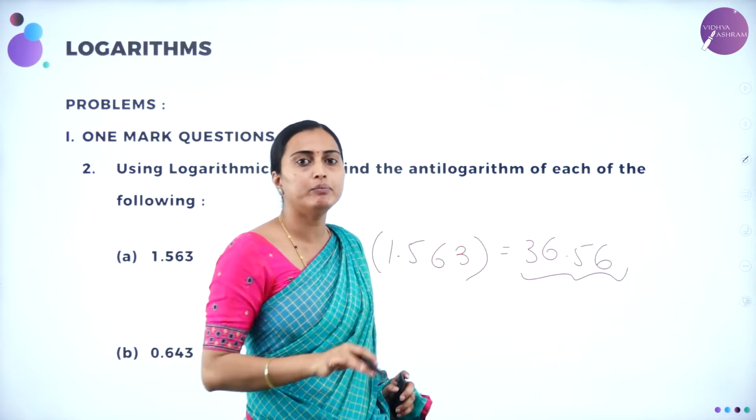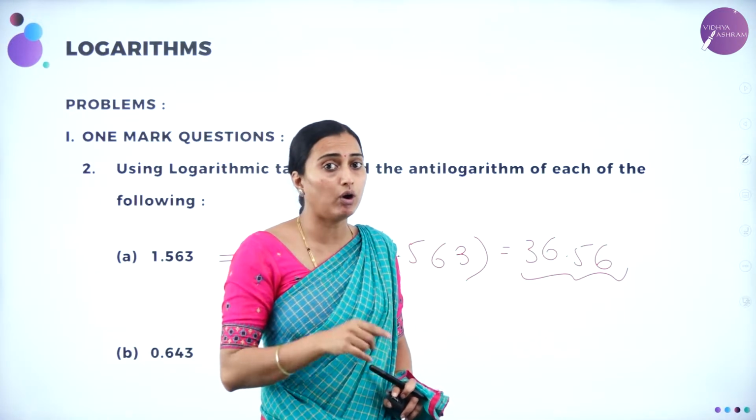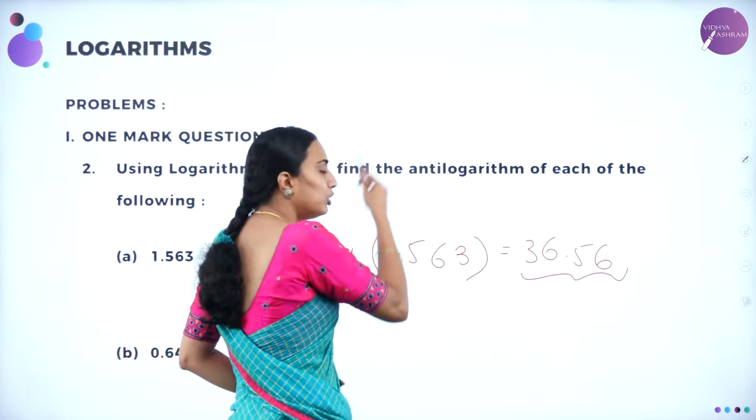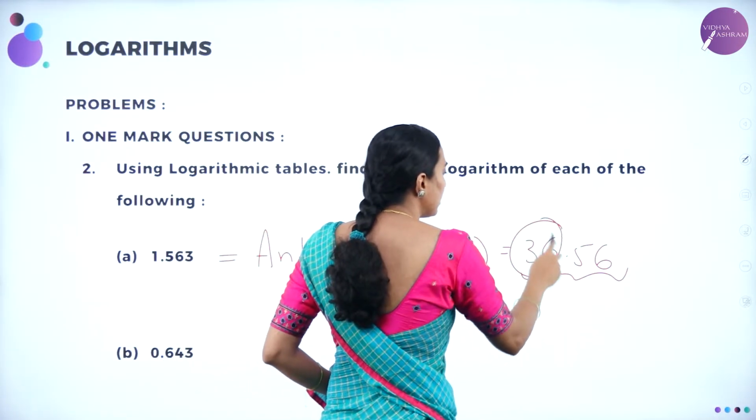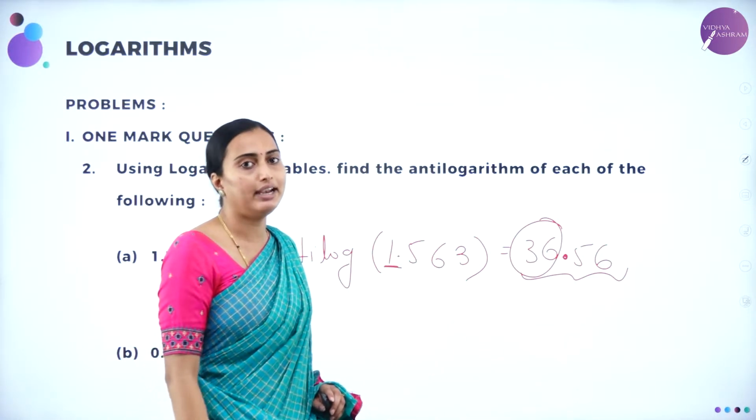Okay, same you are going to find it according to how you find the logarithm, but what changes here is the characteristics. If it is 1 characteristics here, you are going to add another one, that is 2. After 2 characteristics you are going to put the decimal point. That is the answer for the anti-logarithm.